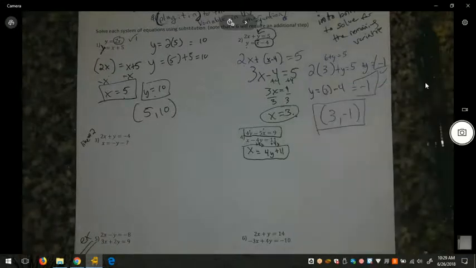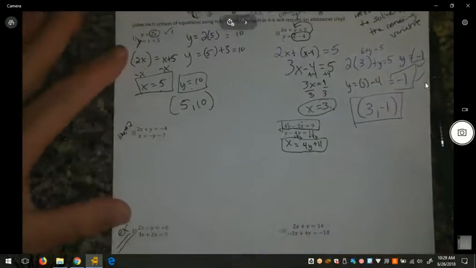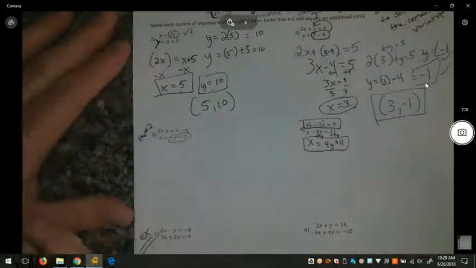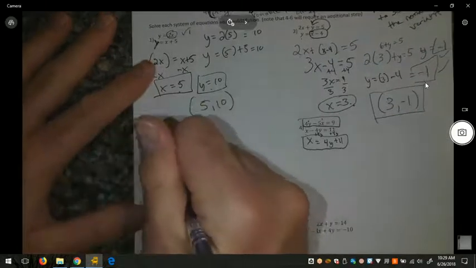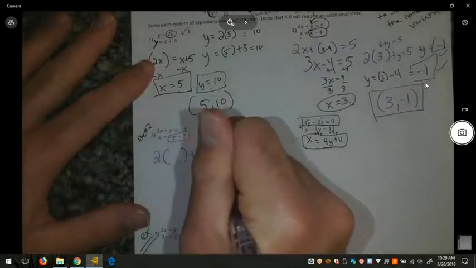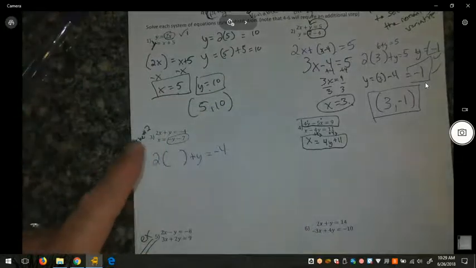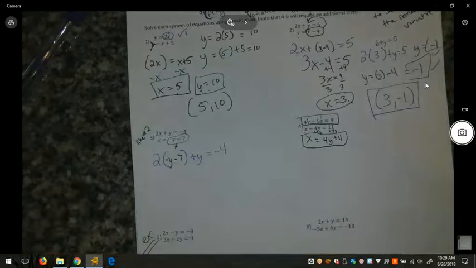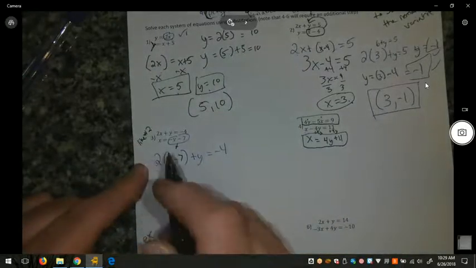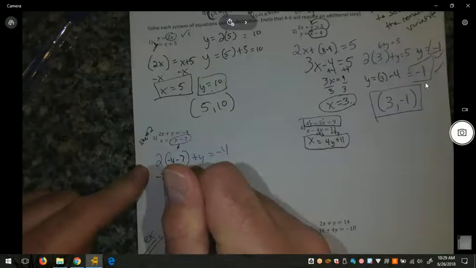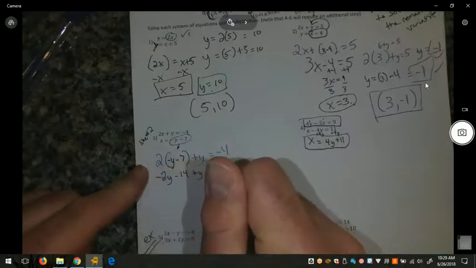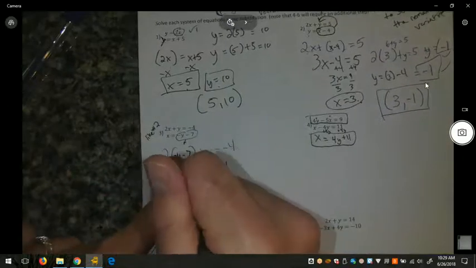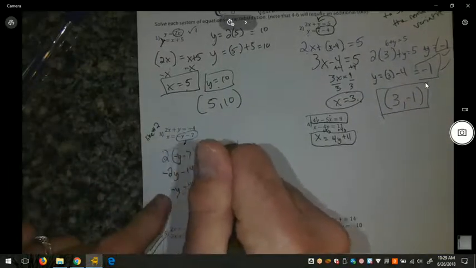Welcome back. Please follow along. Hopefully this is what you did in your work and you can verify that you did it correctly. Since x equals the opposite of y minus 7, in the top equation we have 2 times x plus y equals negative 4. But in place of x we are substituting in the opposite of y minus 7. We do need to distribute the 2 in this case. This gives us negative 2y minus 14 plus y equals negative 4. By combining like terms, I have the opposite of y minus 14 equals negative 4.